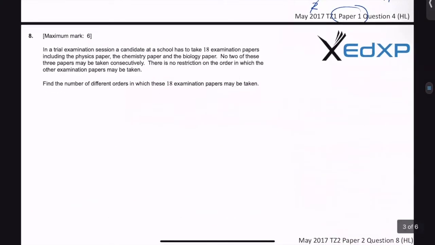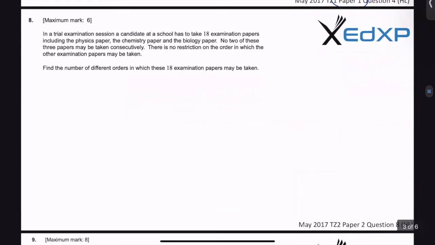This question was taken from the May 2017 Time Zone 2, Paper 2, Question 8. Okay, so GDC is allowed for this question. So let's analyze this 6-mark question. In a trial examination session, we have to take 18 examination papers, which includes the physics paper 1, chemistry paper 2, and biology paper 3. Okay, so we have physics, chem, and bio papers out of the 18 papers. No 2 of these 3 papers may be taken consecutively.